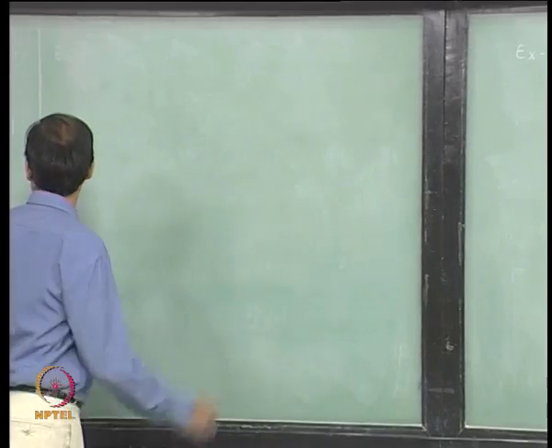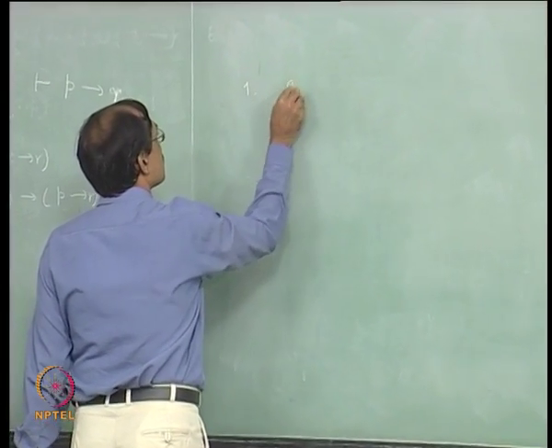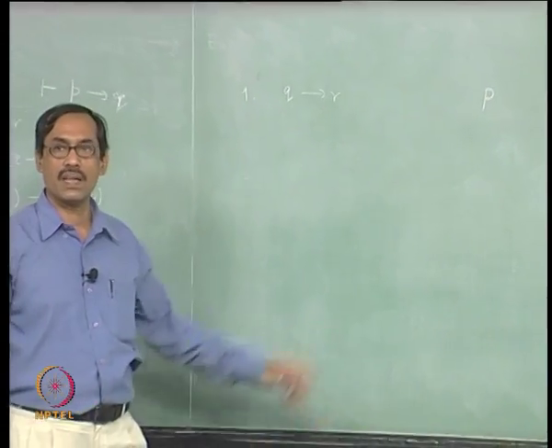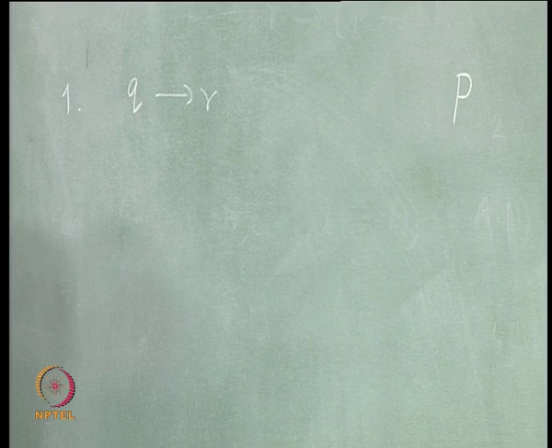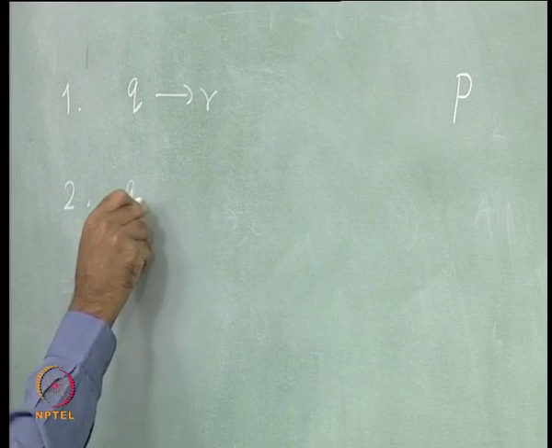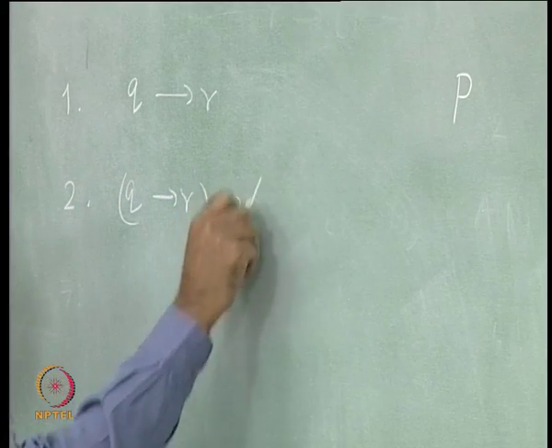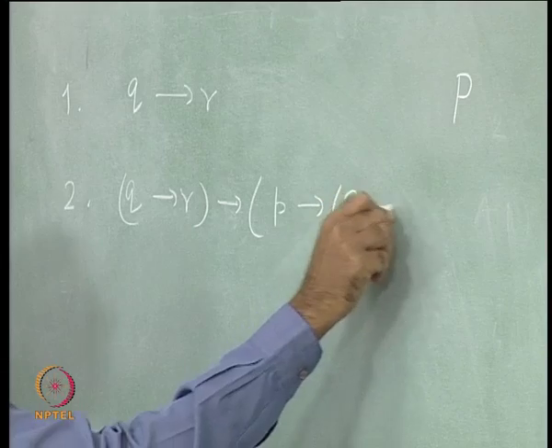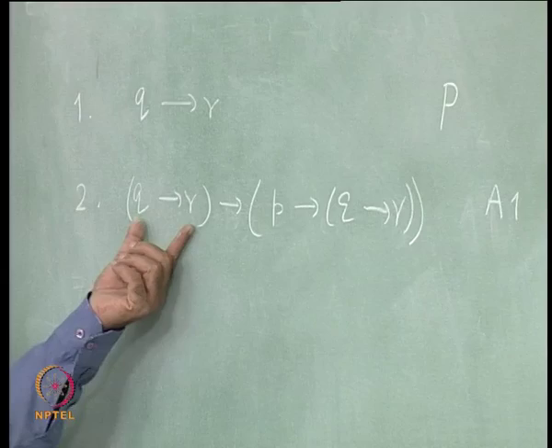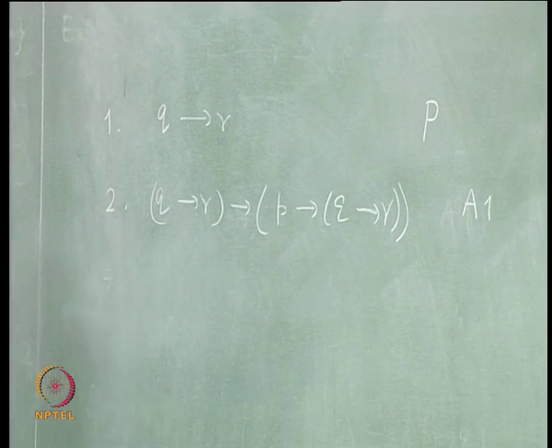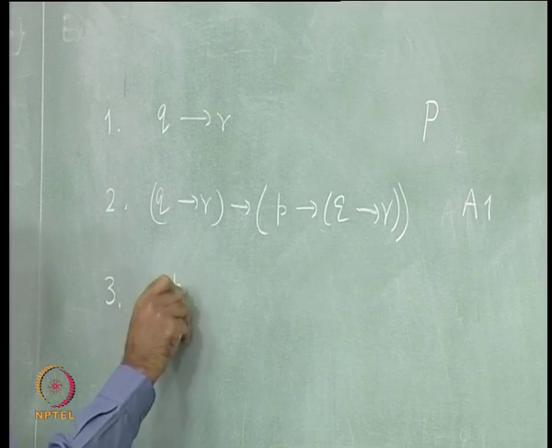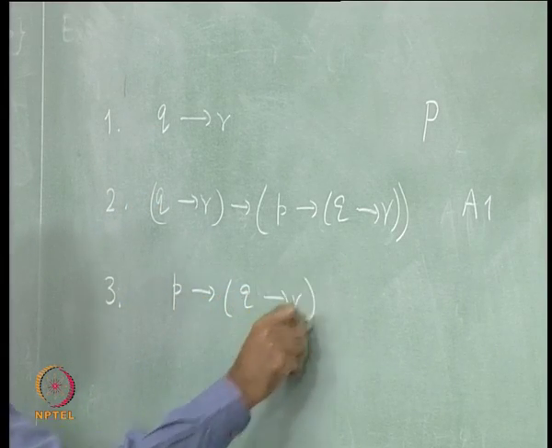So let us start. Our rough work says I should start from Q implies R. This is a given premise, we will write in the third column that it is a premise. Next we want to use axiom 1, so I say Q implies R implies P implies Q implies R, this is axiom 1, A implies B implies A. Next I use modus ponens to get P implies Q implies R.